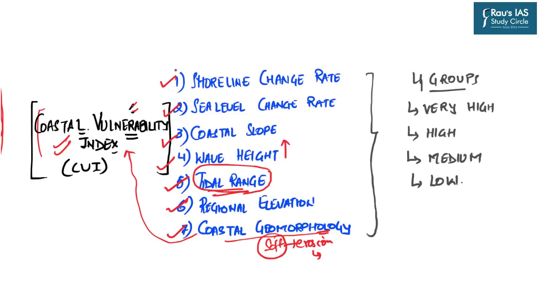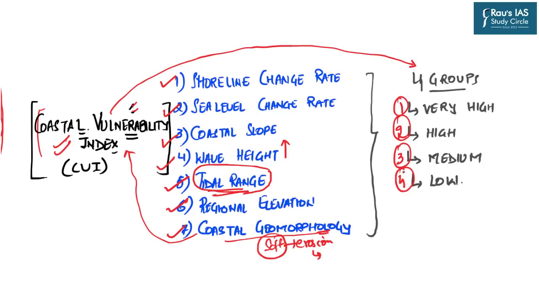So the point is that these are the 7 parameters which are taken into account while calculating the coastal vulnerability index. Once this index is created, all the coastal states of India are divided into 4 groups. The first group is the states which are very highly vulnerable to disasters. The second group is states highly vulnerable. The third is medium vulnerability, and the fourth is low vulnerability. So again, I am repeating that there are 7 parameters in the coastal vulnerability index, and on the basis of these parameters, the regions are divided into 4 groups, that is very high, high, medium and low.